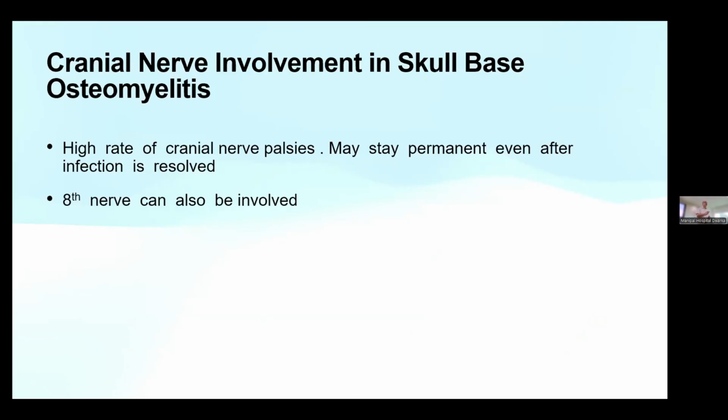The thing is, even if you control the primary infection in the lateral variety, the cranial nerve paralysis will persist. Very, very rarely, though I will not say never, have you seen them revert back once a palsy has occurred. So this must be explained to the patient. The vestibulocochlear nerve can also be affected.